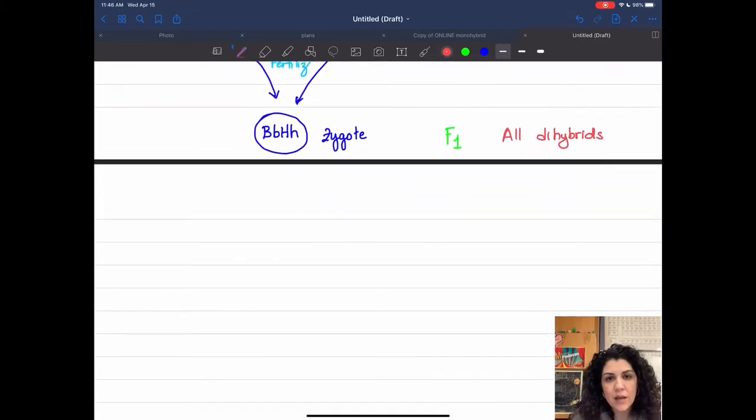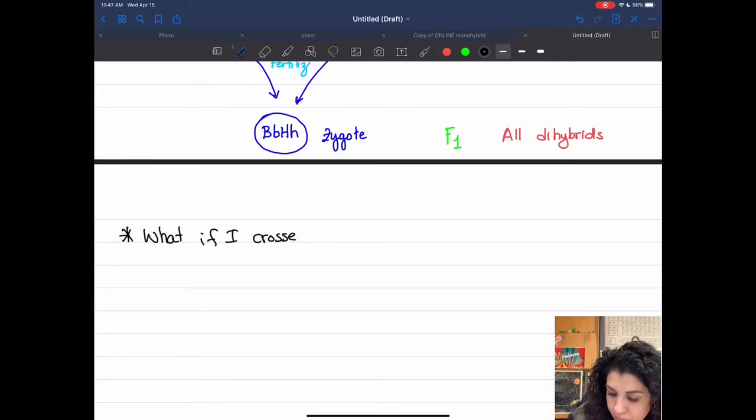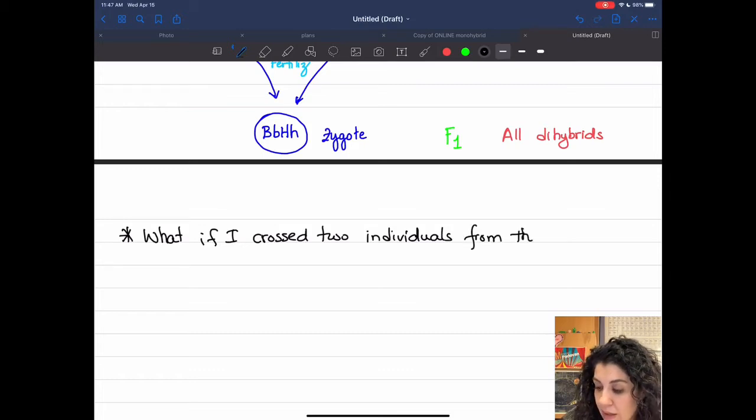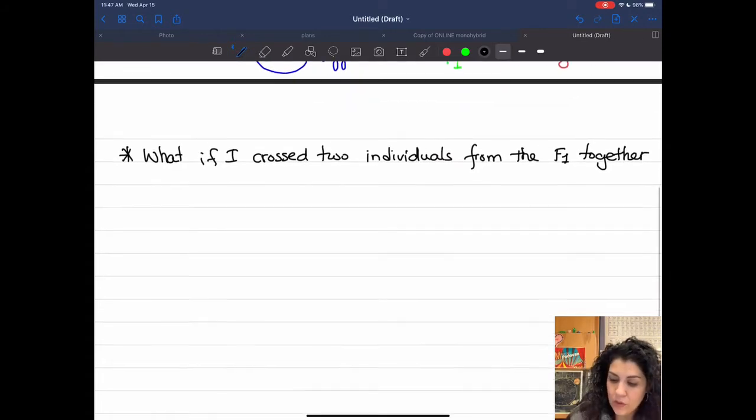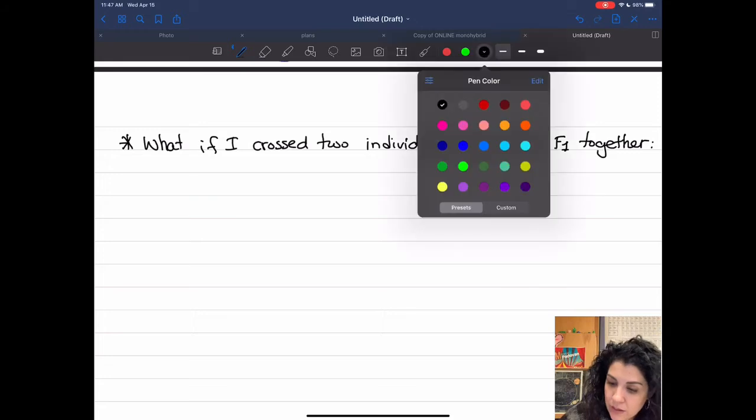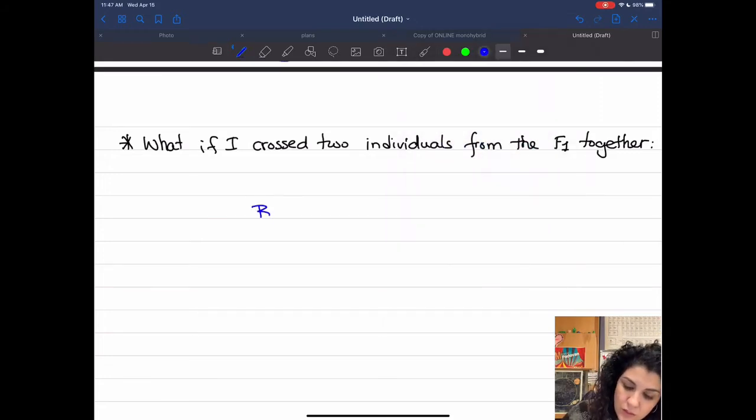Now what if I were to take two of those dihybrids and cross them together? I'm going to say, what if I crossed two individuals from the F1 together? So let's have a look at that. Big B, little b, big H, little h, crossed with, again, another dihybrid.